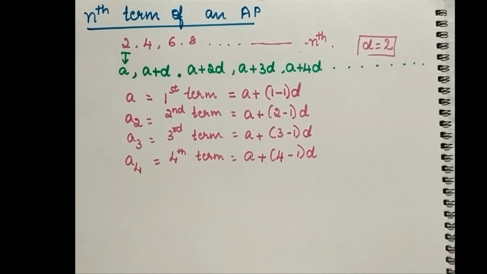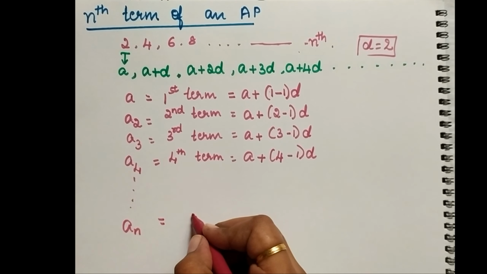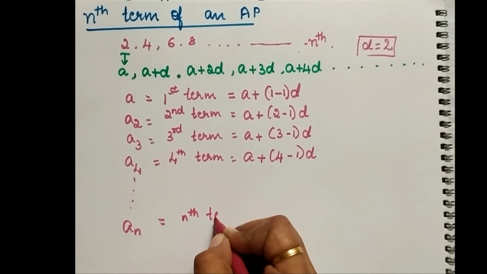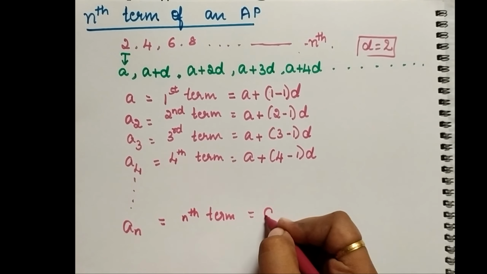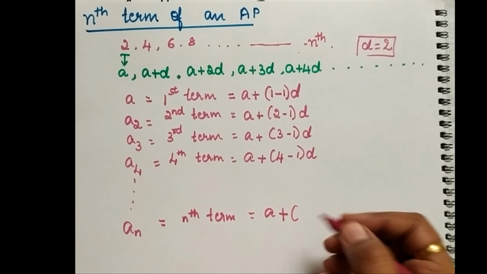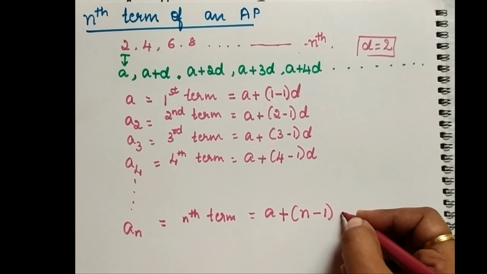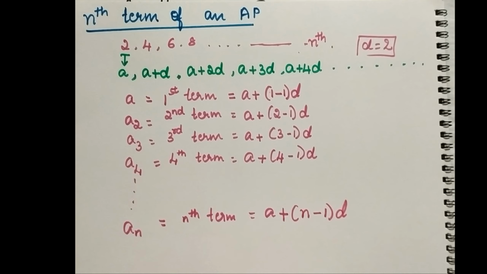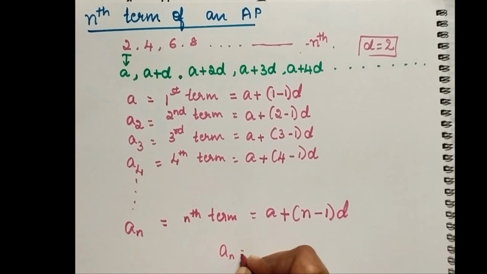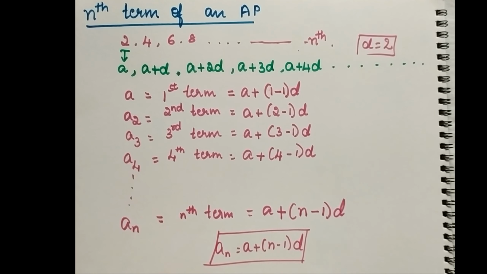Now, what will be our nth term? An is equal to the nth term, which is A plus, instead of 4, we write n, that is the nth term, n minus 1 into D. What is our nth term? An is equal to A plus n minus 1 into D. This is the formula we should keep in our mind, and it helps to solve problems also.